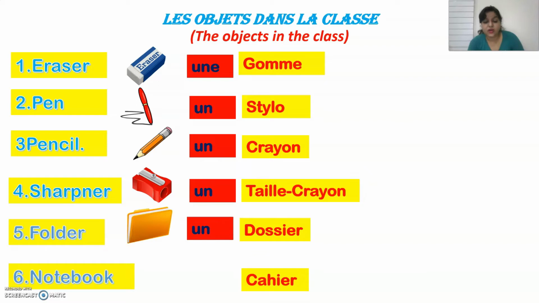Notebook. Notebook is cahier. And cahier is also masculine. So I will write down a cahier. So repeat after me and say une gomme, a stylo, a crayon, a taille crayon, a dossier and a cahier. So always remember to learn the vocabulary along with les articles indéfinis. This will give you an idea whether the noun is masculine or feminine.